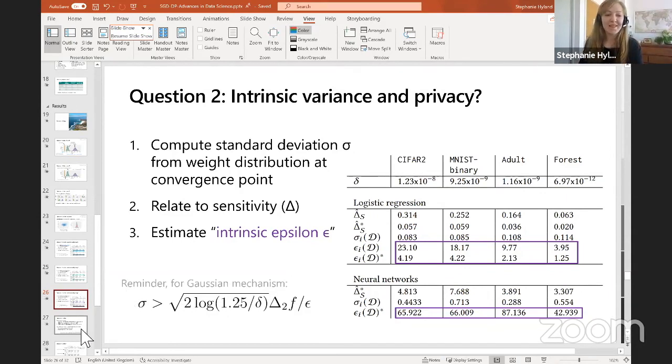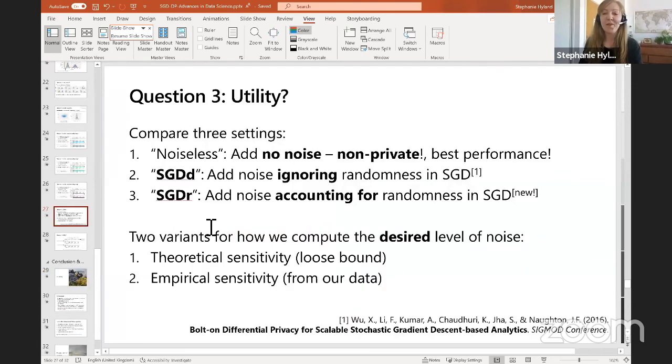Okay, I'm almost done. The third question is around utility. So we see, okay, SGD is not intrinsically privacy preserving, but it has a little bit of noise in it. So is this going to make any difference to the private models that we produce? We essentially compare the noiseless model, the model where you add noise assuming SGD is deterministic, and then the model where you account for the randomness in SGD, as we have done through our empirical study.